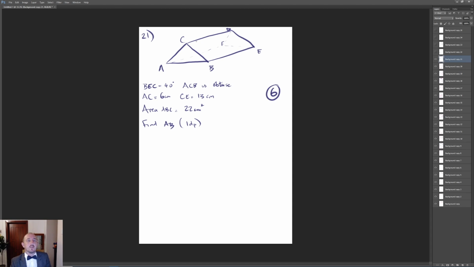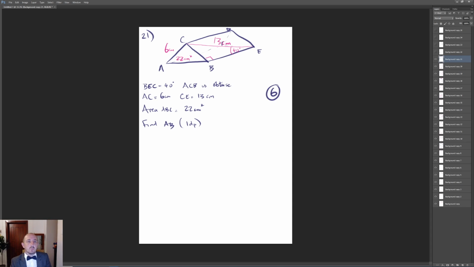Question 21, what we have here is BEC. So the angle BEC is through there. That is 40 degrees. And AC is 6 centimeters. CE is 13 centimeters. So that's going down there. And this is a little right angle in here if you have this sort of rectangle on its side. The area of ABC is 22 centimeters squared.